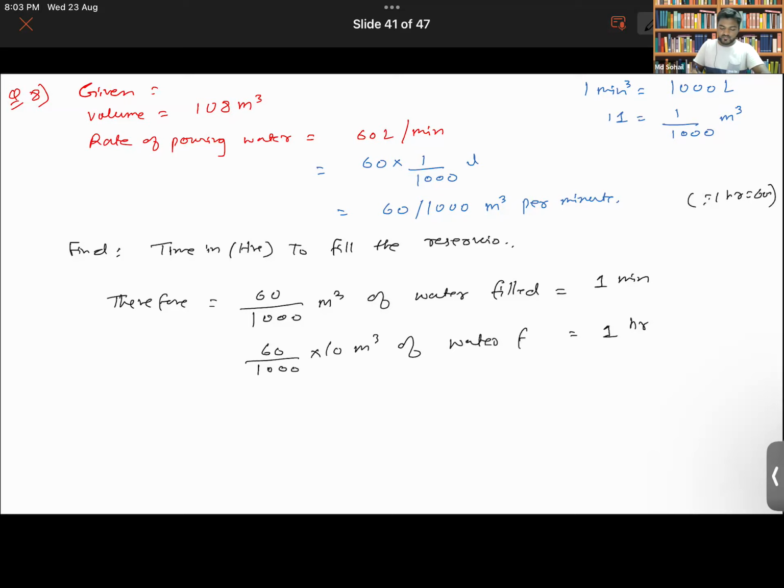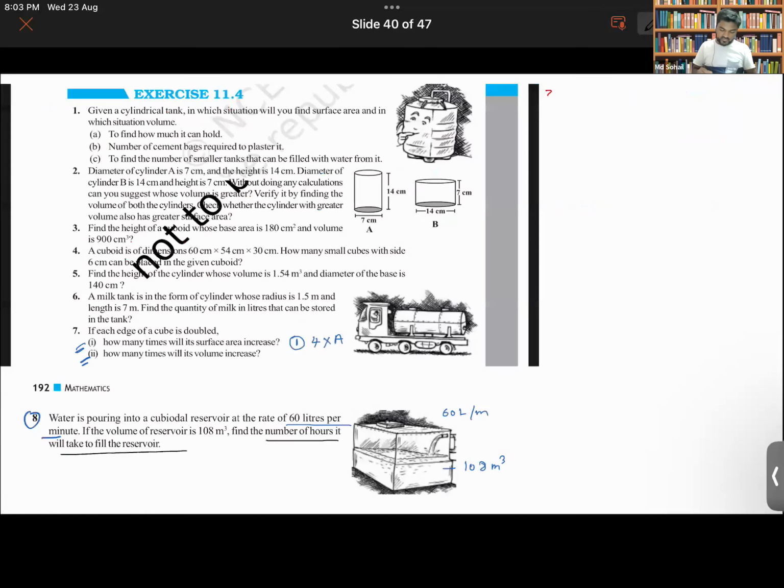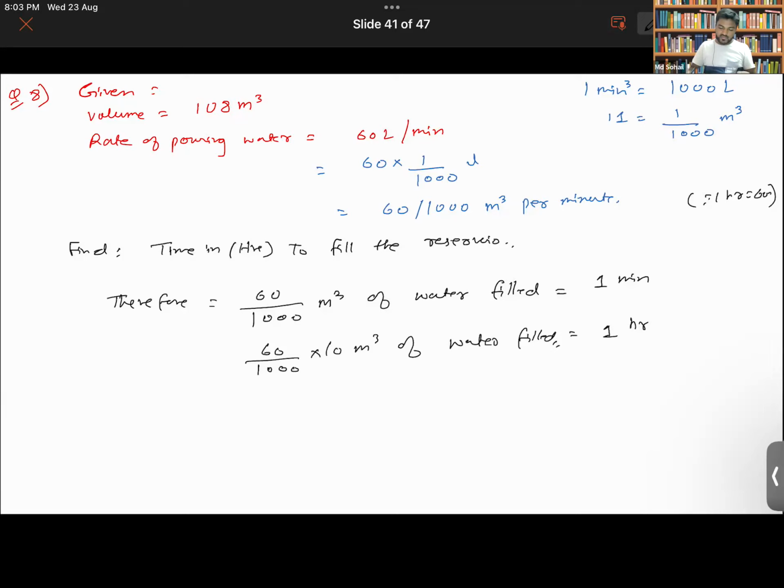Right. Now, further, you see, the question is asking you to find the number of hours it will take to fill the reservoir, meaning that this much water is being filled in 1 hour. So to fill 1 cubic meter of water in the reservoir, how much time will it take?